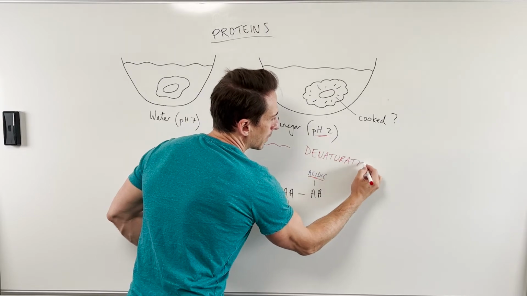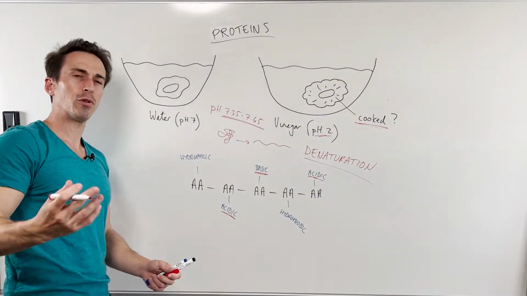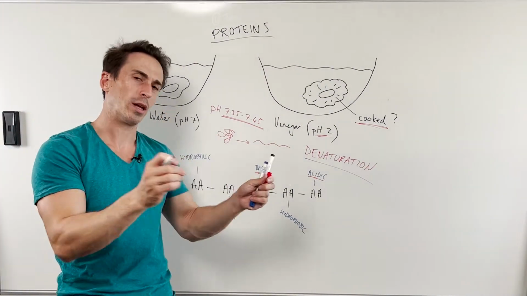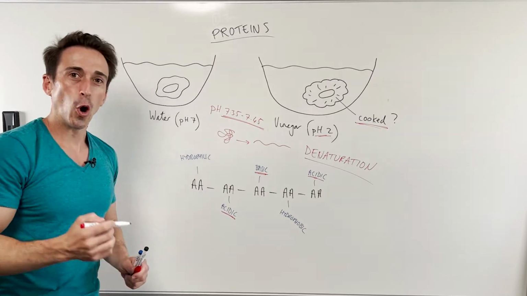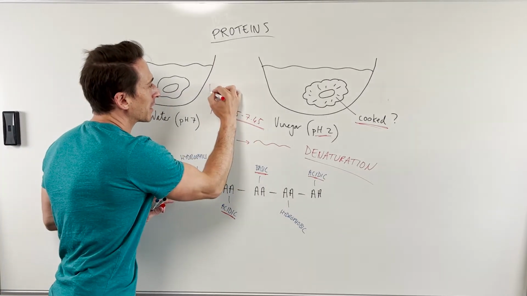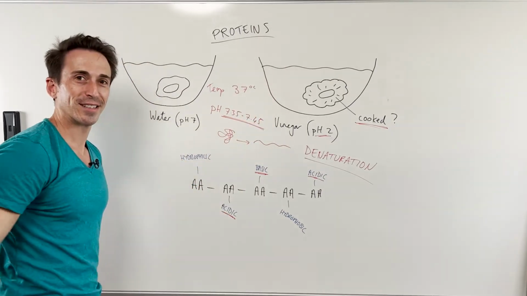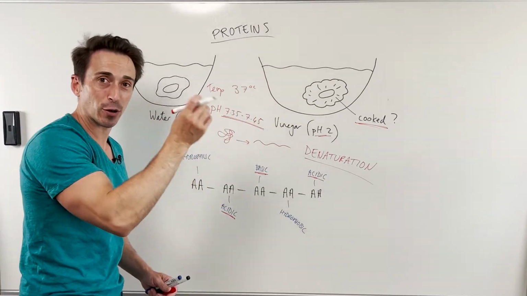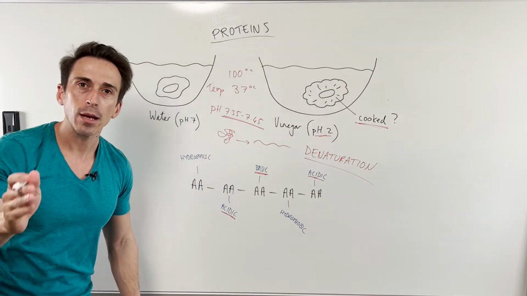Denaturation. Now, your question might be, why does it look as though it's cooked? The egg looks pretty much similar to the way it does when you put it into a frying pan, because the folding of proteins also happens at a particular pH, and a particular temperature, which is around about 37 degrees. So if you heat a pan up and crack an egg in, let's just say, 100 degrees, the same thing happens.